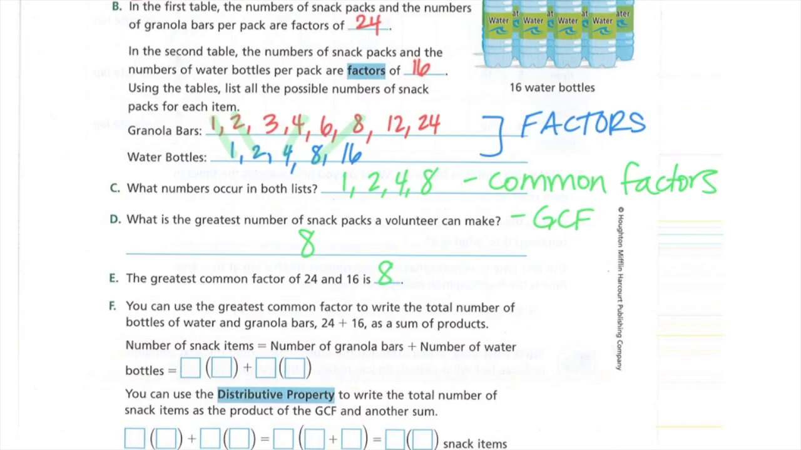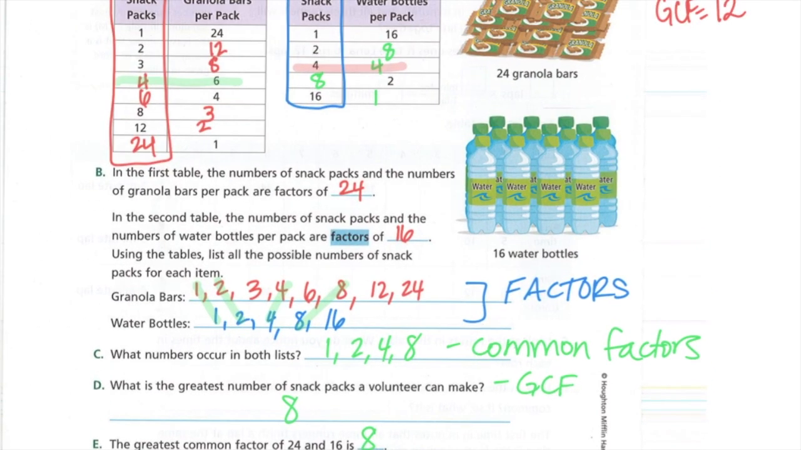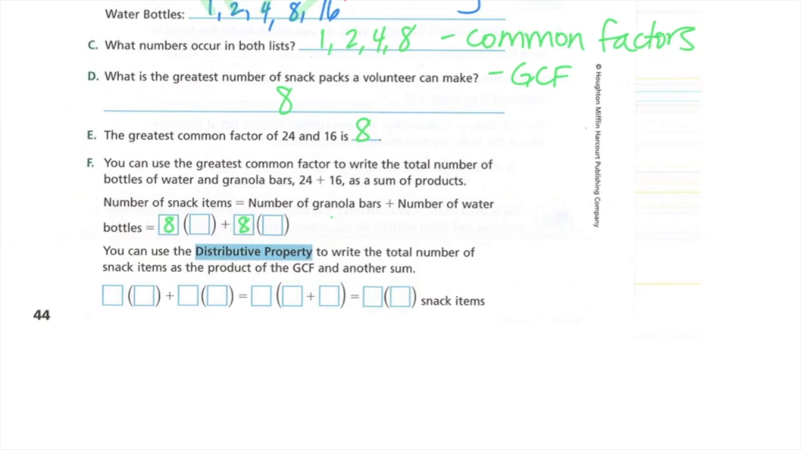You can use the greatest common factor to write the total number of water bottles and granola bars, 24 plus 16, as a sum of products. So the number of snack items equals the number of granola bars plus the number of water bottles. We said that we were going to make 8 packs, so we'll put the 8 on the outside. If we look up here, we have 8 and 3 and 8 and 2. So we'll do 8 times 3 and 8 times 2.